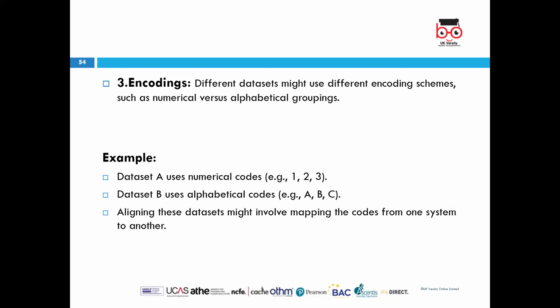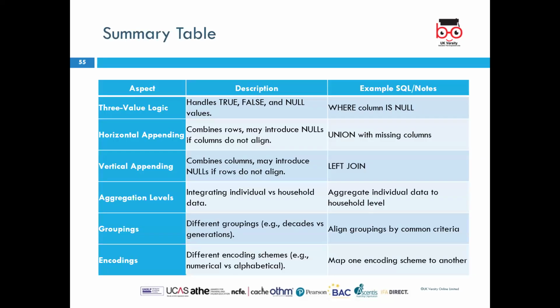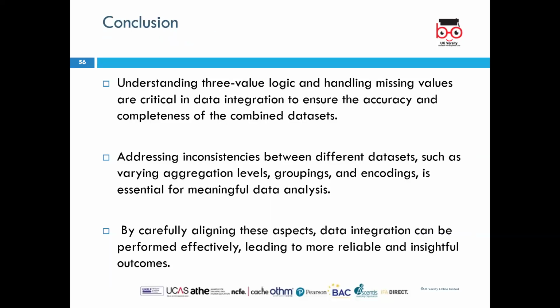Encoding: we now have to look into different data sets which might use different encoding schemes, such as numerical versus alphabetical groupings. We have an example for that. And here we have a summary table of what we've covered so far.